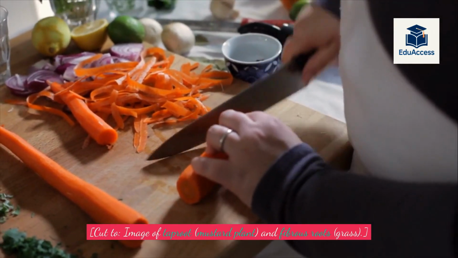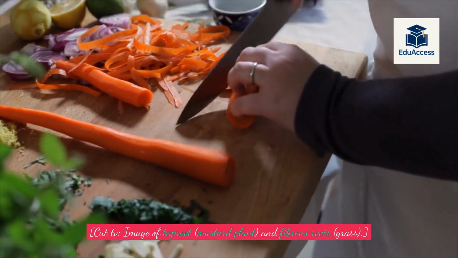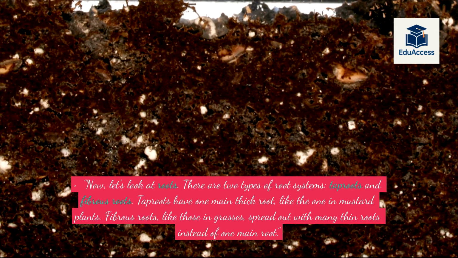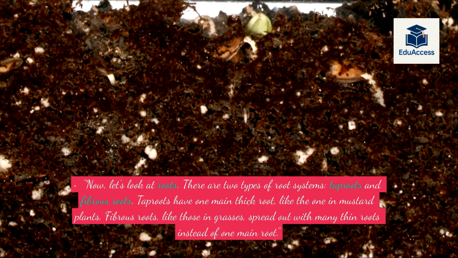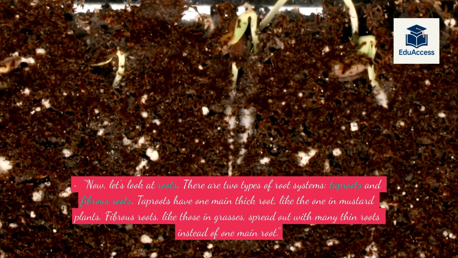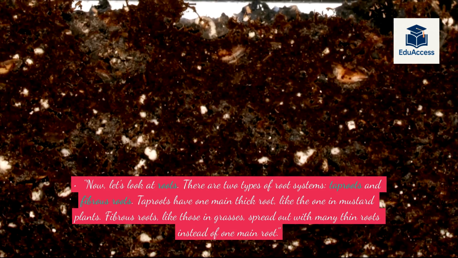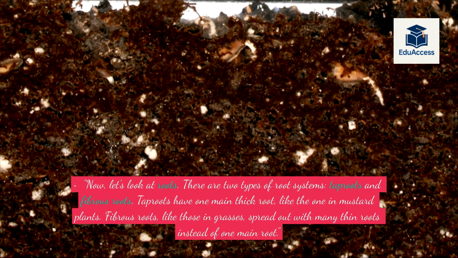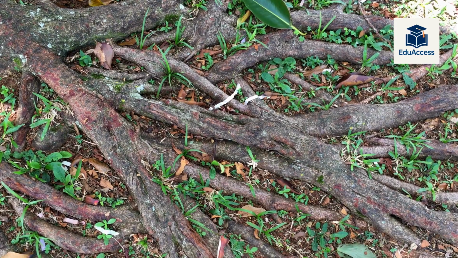Image of taproot, mustard plant, and fibrous roots, grass. Now, let's look at roots. There are two types of root systems, taproots and fibrous roots. Taproots have one main thick root, like the one in mustard plants. Fibrous roots, like those in grasses, spread out with many thin roots instead of one main root.